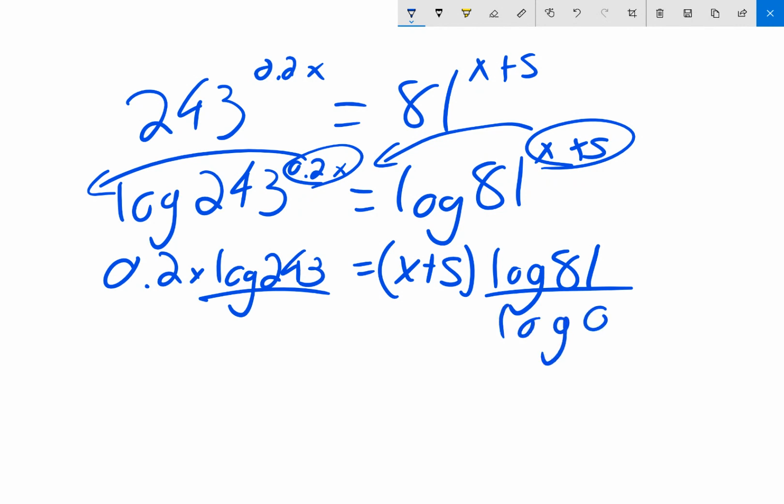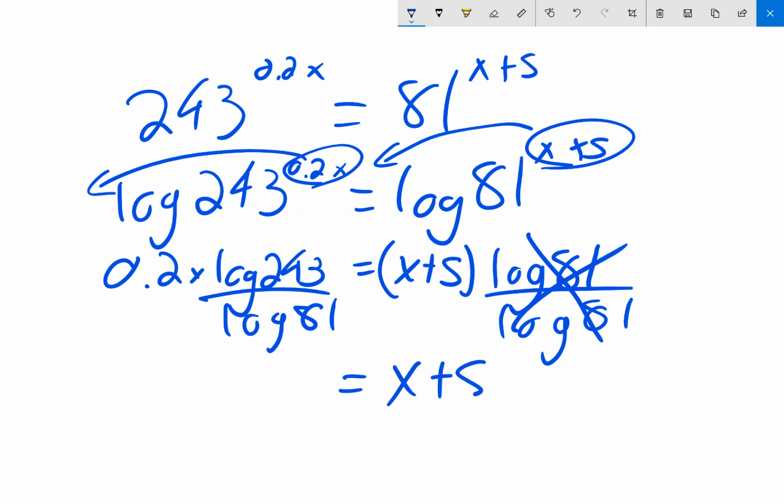Now, since 81 is smaller than 243, I'm going to choose to divide by the log 81. Leaves me with x plus 5 equal to 0.2x times log 243 divided by log 81. So let me type that in real quick. Log 243 divided by log 81. 1.25.